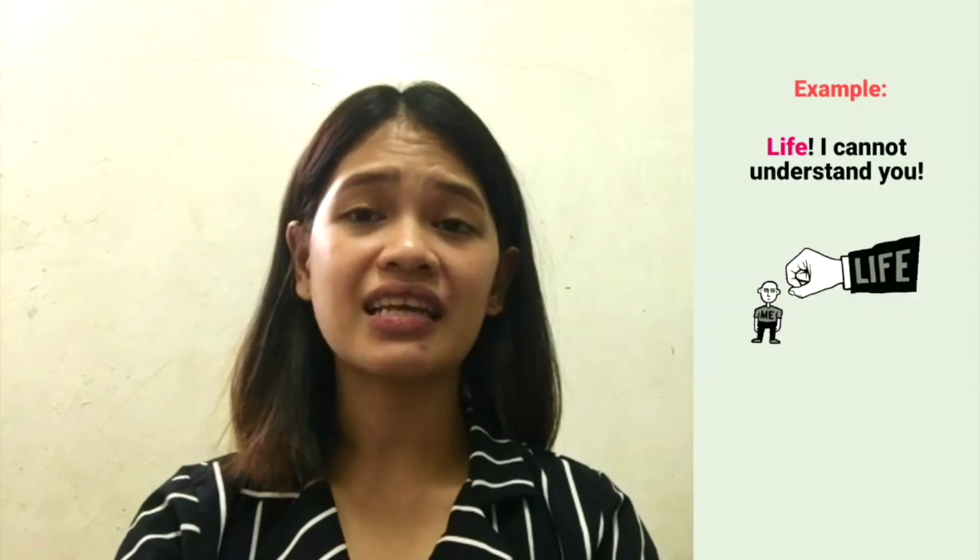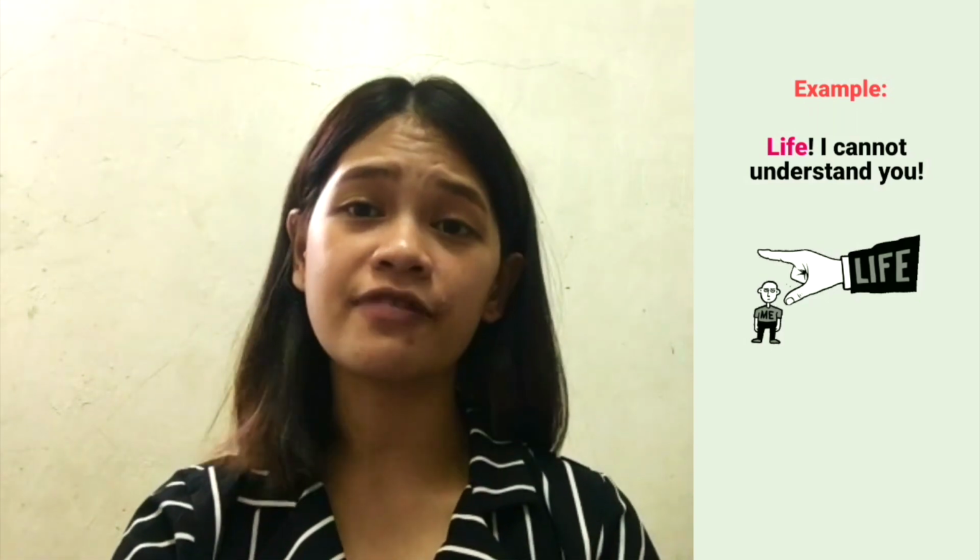So another example of apostrophe is this. Life, I cannot understand you. So in this sentence, you are talking to life as if it is a living object that is capable of understanding us. So again, when we say apostrophe, you are addressing either an inanimate object or a non-living thing or a person that is not there.